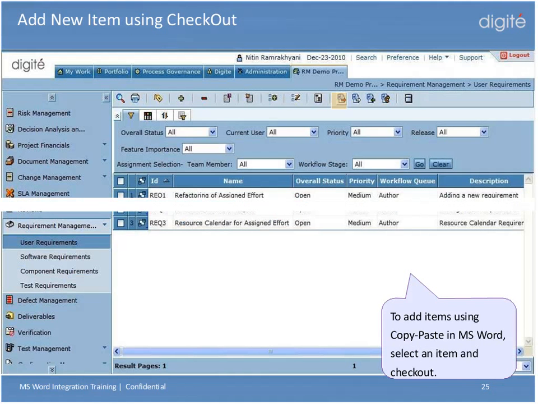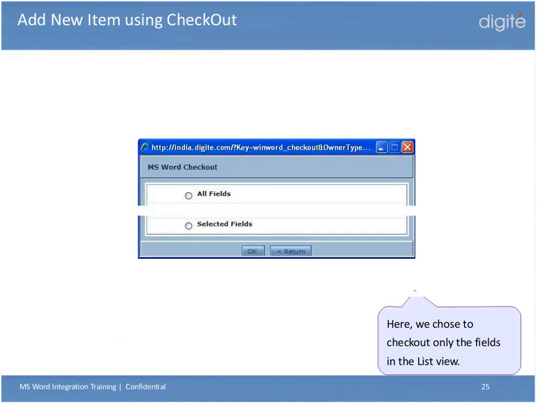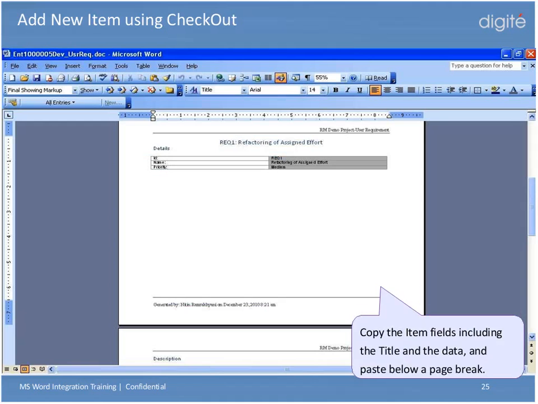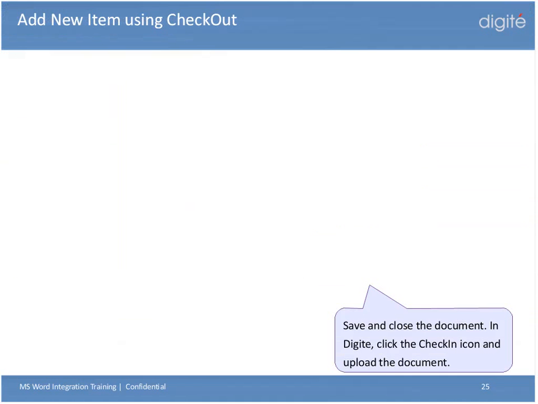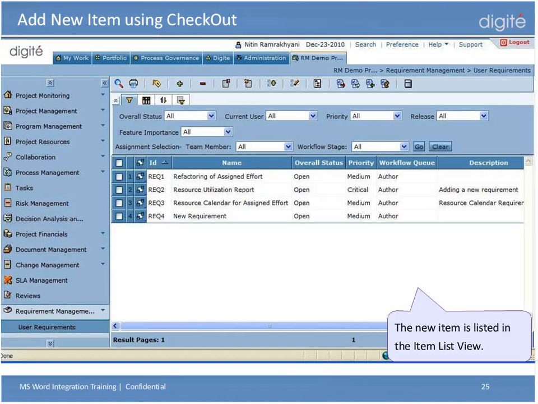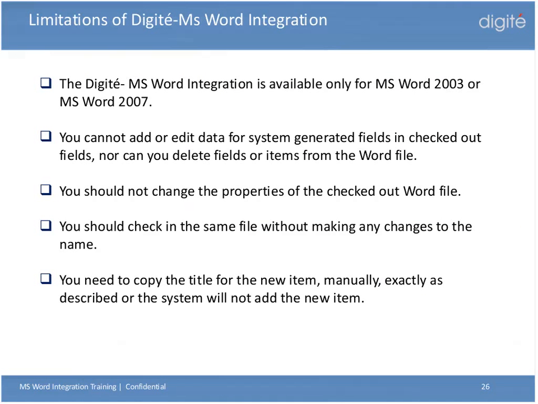There was add successful item, as I told you. You can add a requirement directly, which we have already covered here. There are a few limitations which you have to keep in mind. Currently, we are only supporting MS Word 2003 and 2007. We'll soon be supporting 2010, which is in our roadmap.